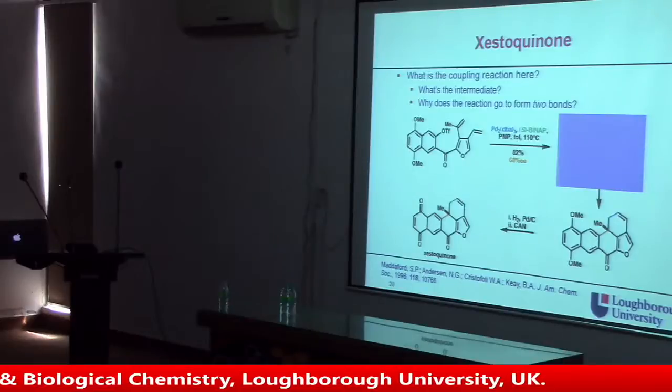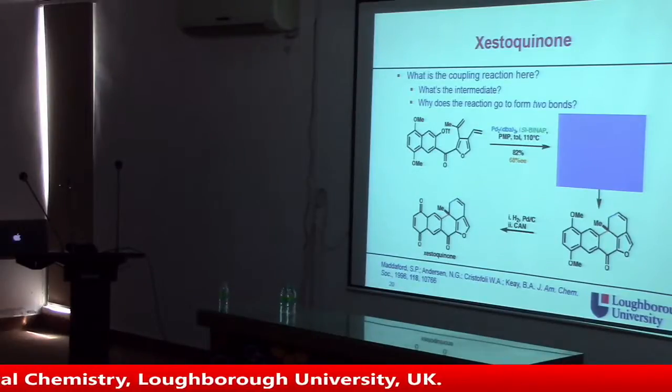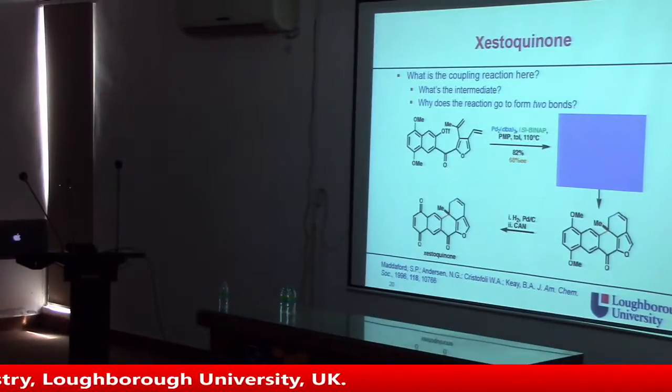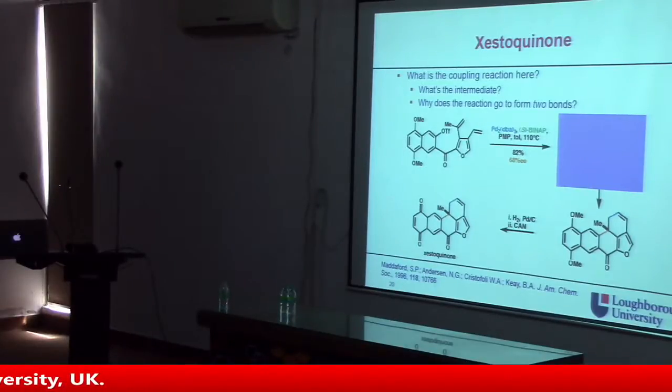Here's another one. Actually, I've written what is the coupling reaction. Strictly speaking, it's not a coupling reaction, but what is the organometallic reaction here?